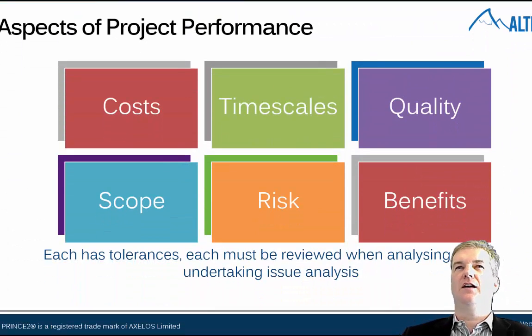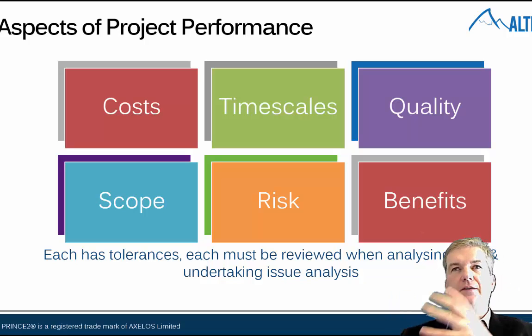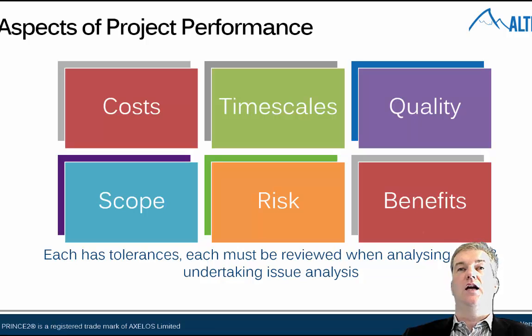Okay, some aspects of a project are really, really important. There are six aspects here that we can define. Costs, so the project has a cost. Time scale, the period that it runs over. Quality, specific features of the deliverables that we want to have a look at. Scope, what does it cover, what areas does it cover. Risk, how much risk is going to be involved in the project and how do we manage it. And benefits. For each of those six areas, PRINCE2 defines tolerances.